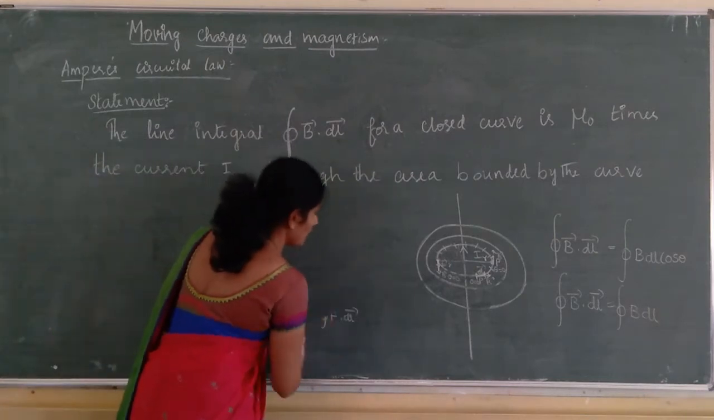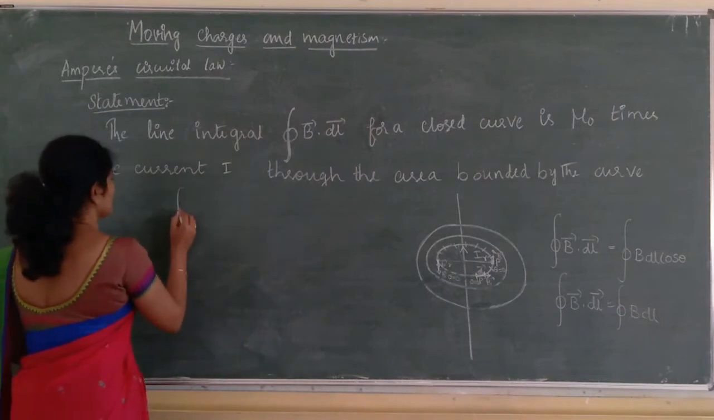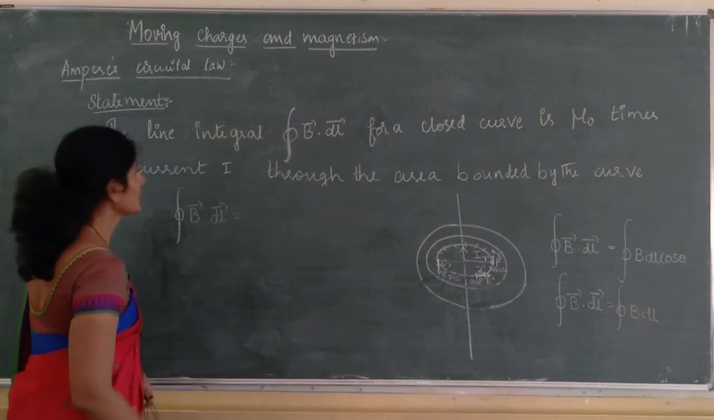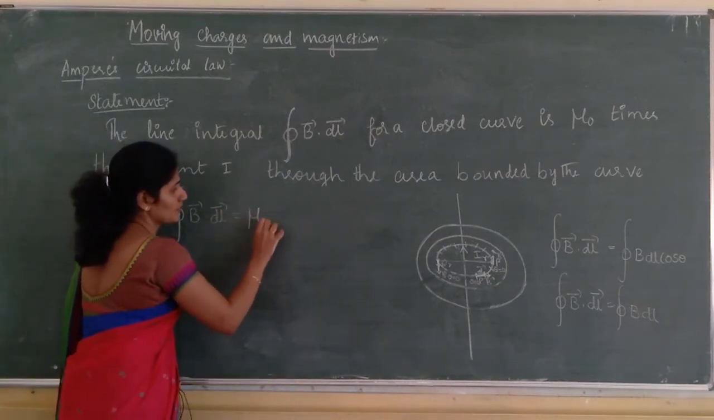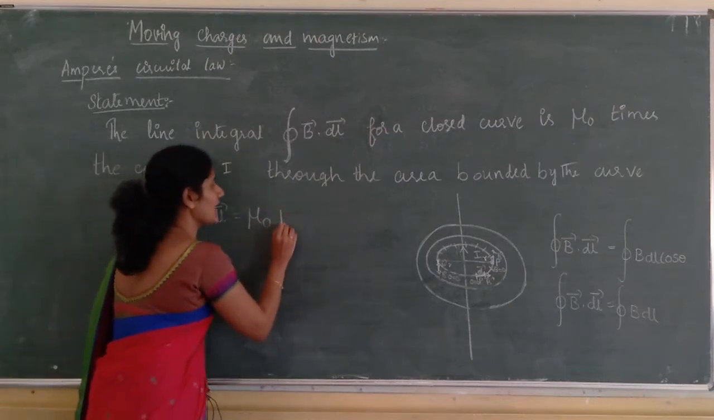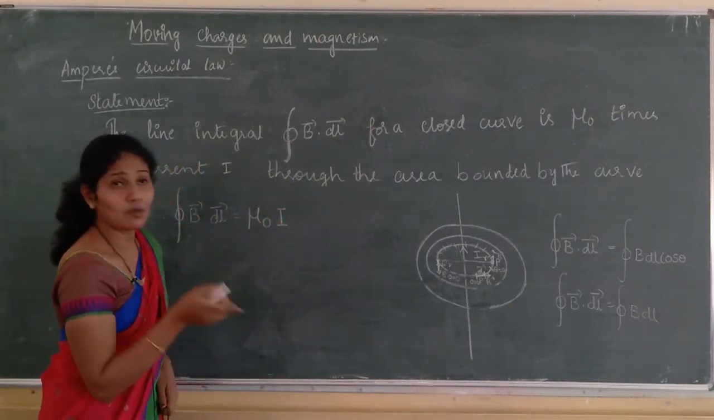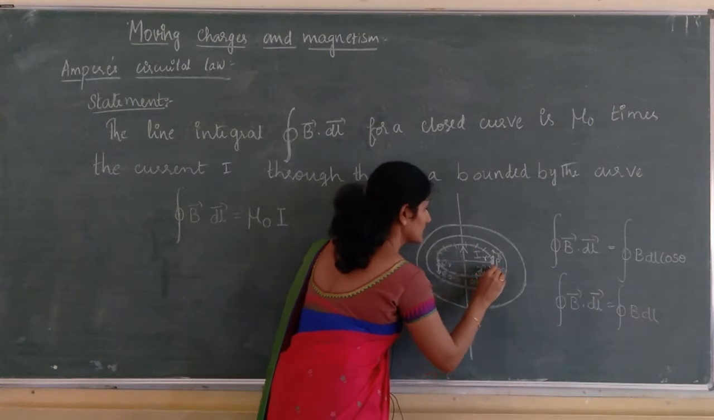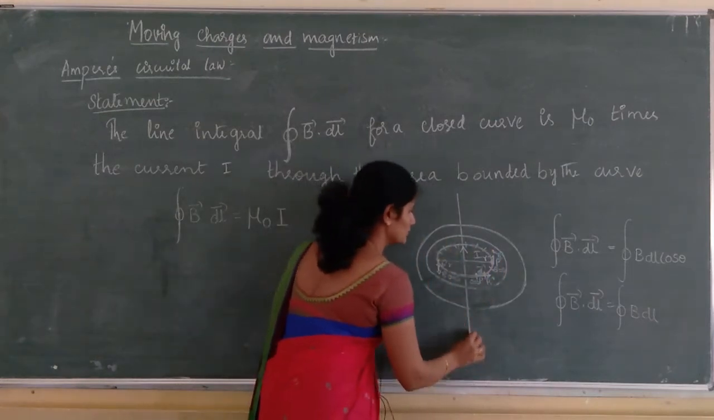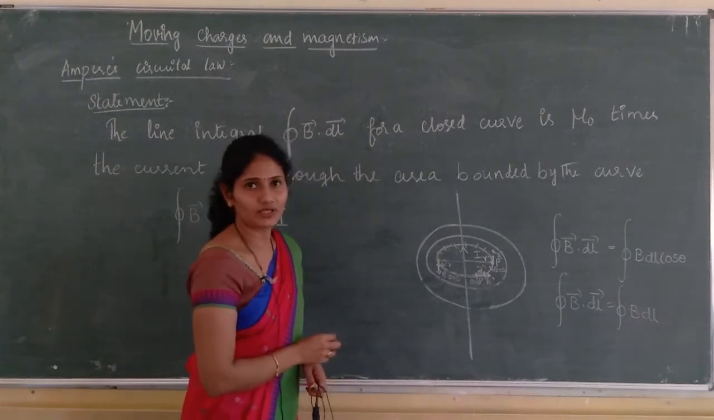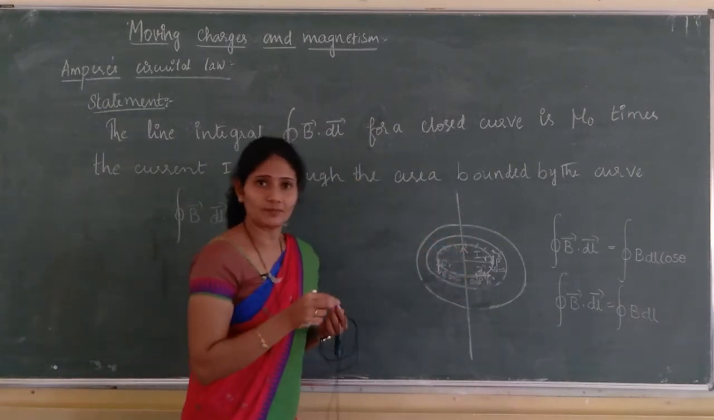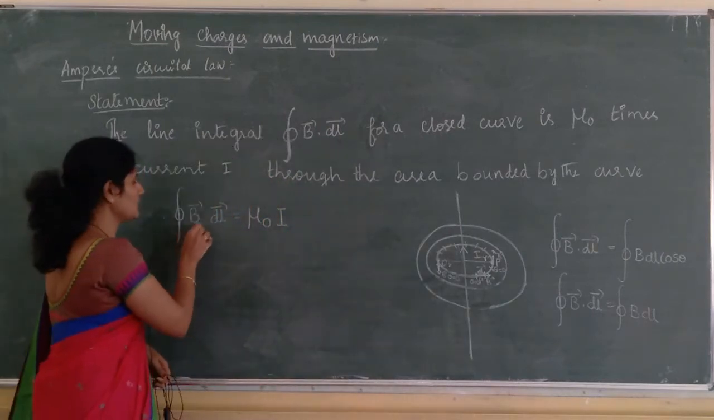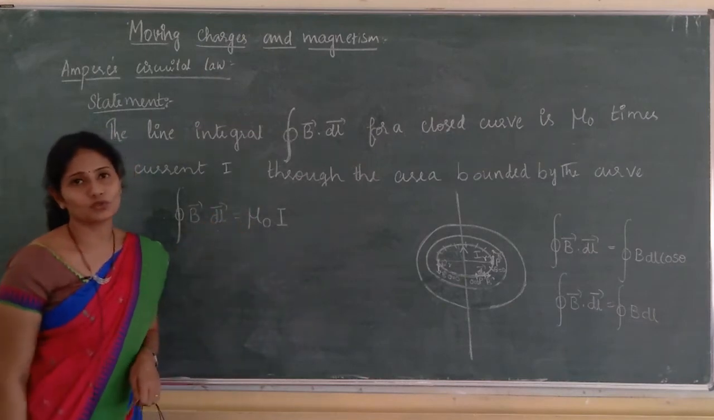So, according to this law, the line integral of B vector dot dl vector is equal to mu naught times the current I through the area bounded by the curve. If you are considering this curve, then I is the current flowing through this conductor. Okay. So, the conductor should be enclosed within that curve. So, B vector dot dl vector is equal to mu naught into I.